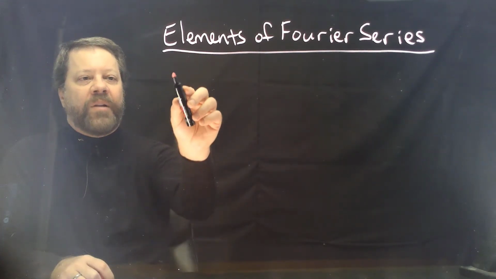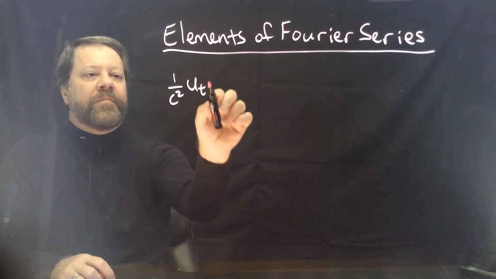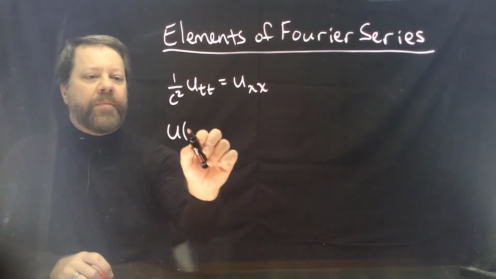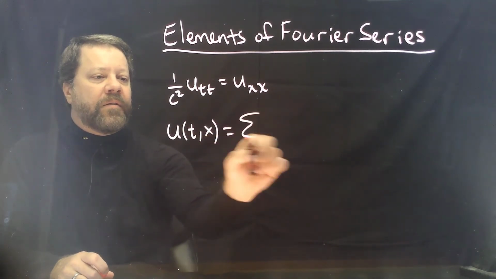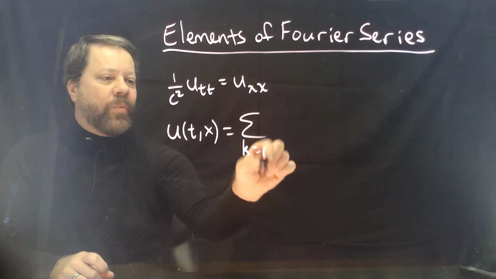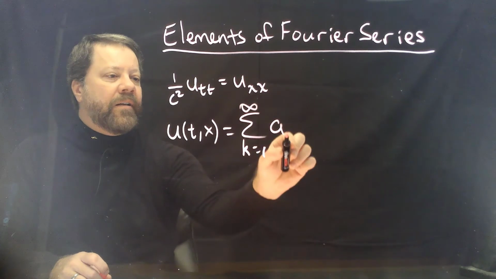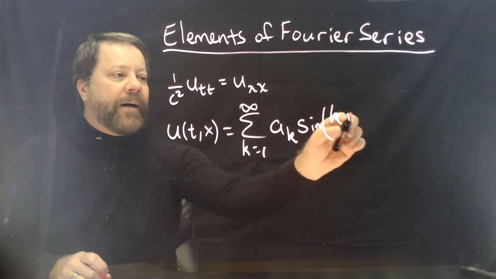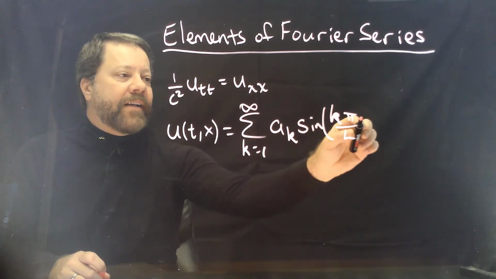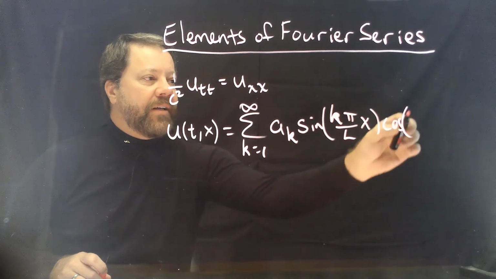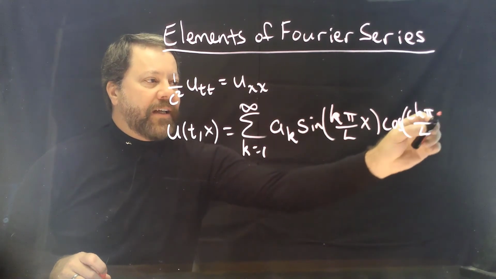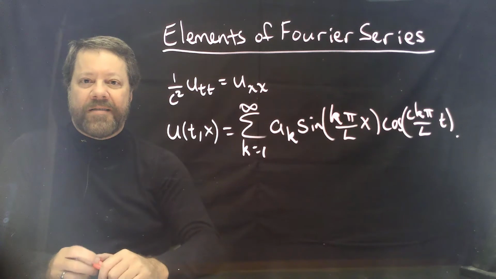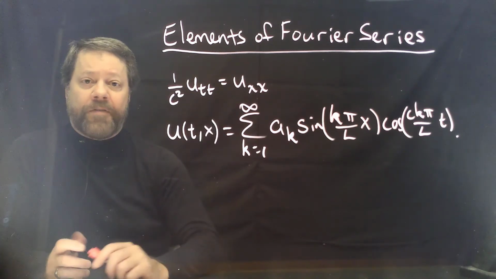Last time, we looked at solutions to the wave equation, and we found solutions of the form the sum as k goes from, say, 1 to infinity, a sub k sine of k times pi over L times x cosine c k pi over L times t. A series involving sines and cosines. We're going to see how far we can go with this today.